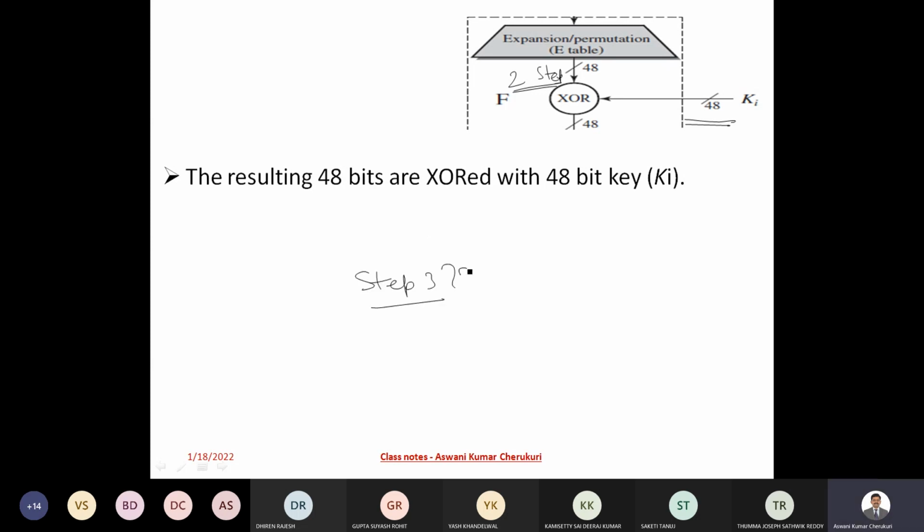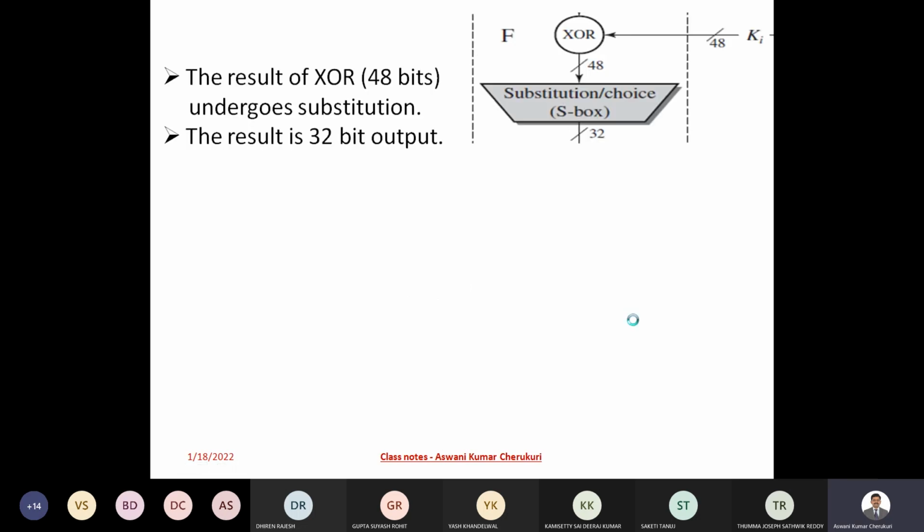What is step 3? Substitution. Okay, substitution for what? For the expanded bits, we have to reduce it again. So you are going to make 48-bit to 32-bit. This is somewhat tricky here. Okay, so let us see. So this is the third step.